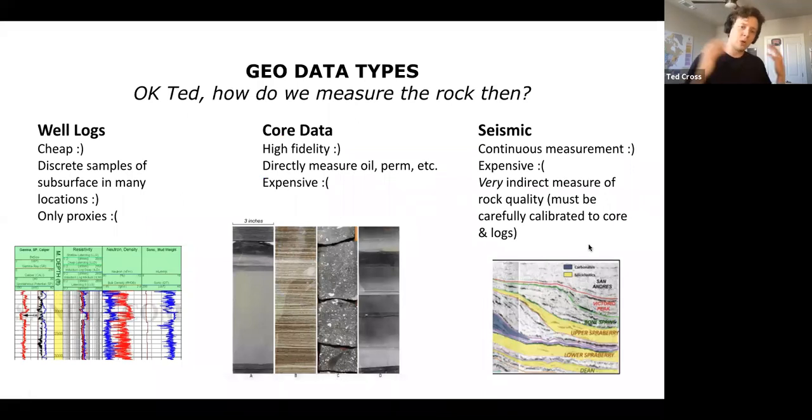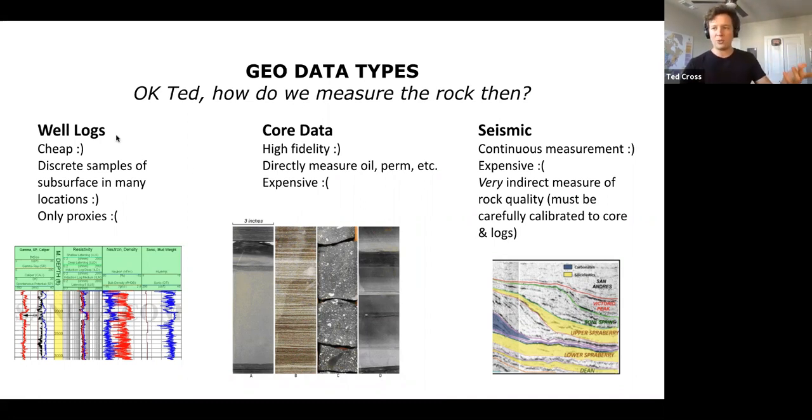Okay, so now we know a little bit about what influences rock quality. Next is how do we actually measure that? And so here I've highlighted the 3 main data types that relate to the actual rock properties. First, you have well logs. The advantage of well logs.